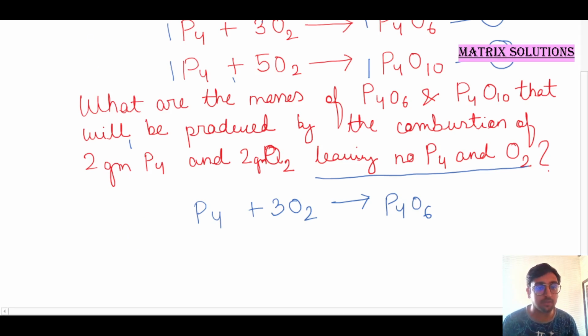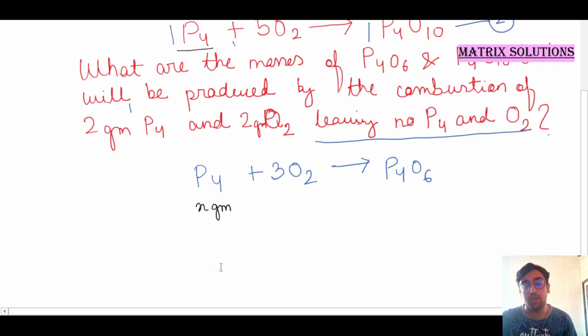One minute, I will draw it in a different color. Suppose it to be x grams. If x gram is reacting in the first equation, then necessarily 2 minus x will react in the second reaction, because 2 gram is fully utilized. So x plus 2 minus x is 2 grams. So supposedly we are using x gram.